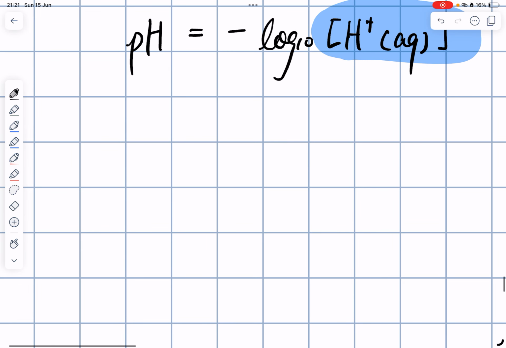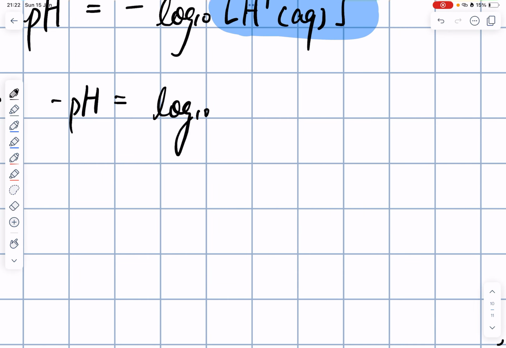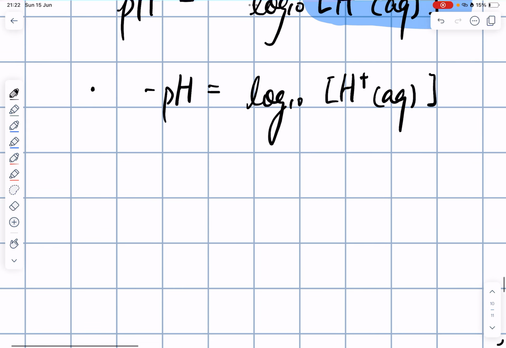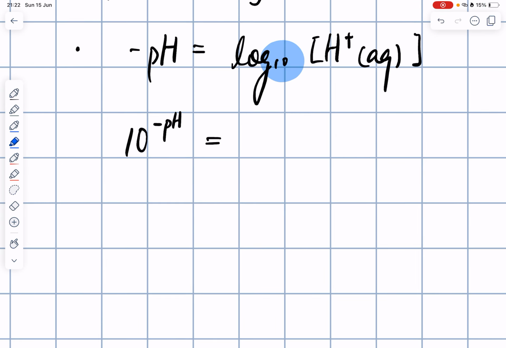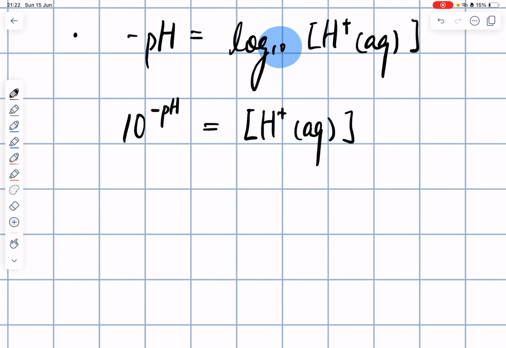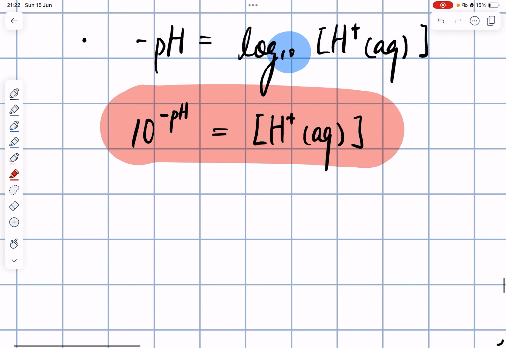So what we are going to do is rearrange this formula. This ensures that when we know the pH value, we can clearly calculate the concentration of H plus ions in the solution. First we change the location of the negative sign, and then we cancel the logarithm. We use minus pH as the power of 10, as the base is 10. So this equals the concentration of aqueous hydrogen ions. This is essential. Just remember this.